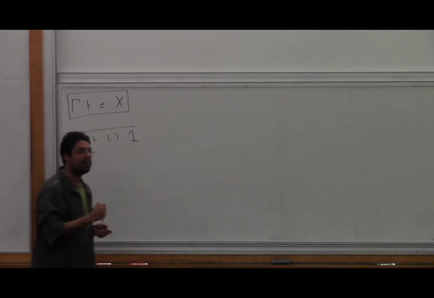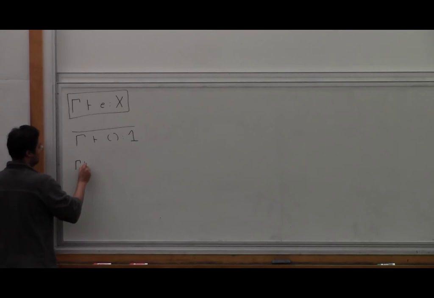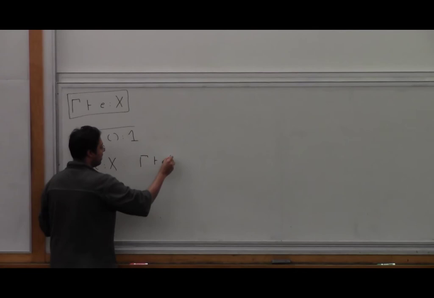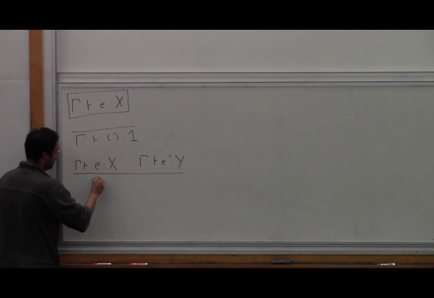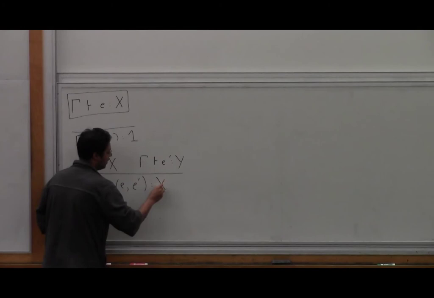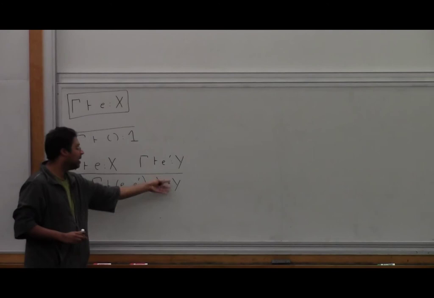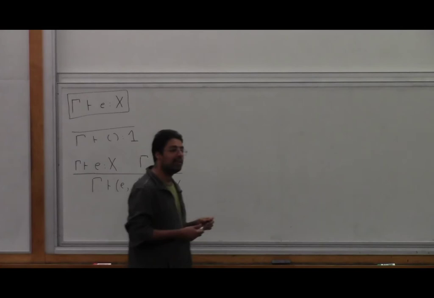Another rule will be that if E has the type X and E prime has the type Y, then pairing will give us the product type. So we can say that a pair E, E prime has the type X cross Y when the first component has the type X and the second component has the type Y.